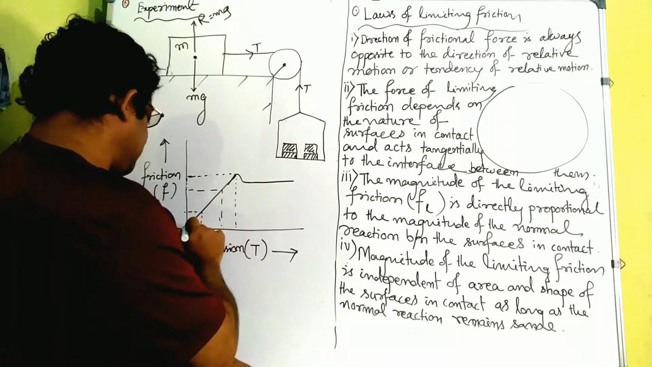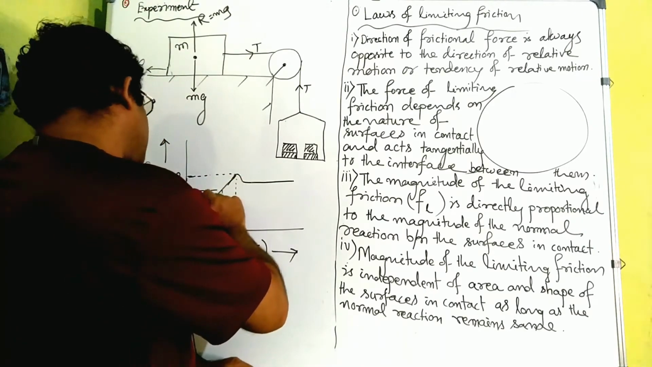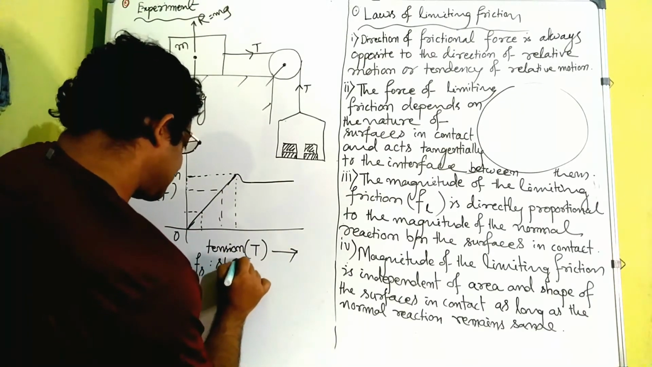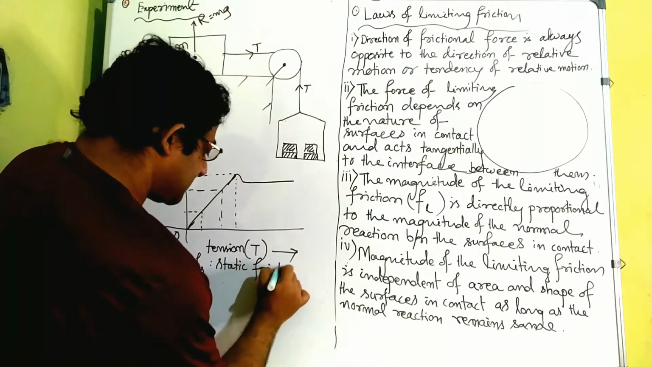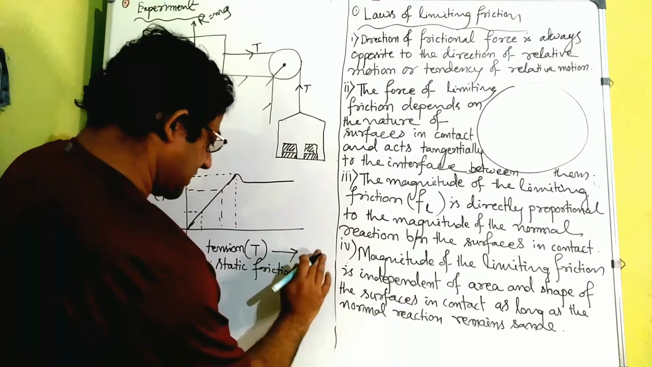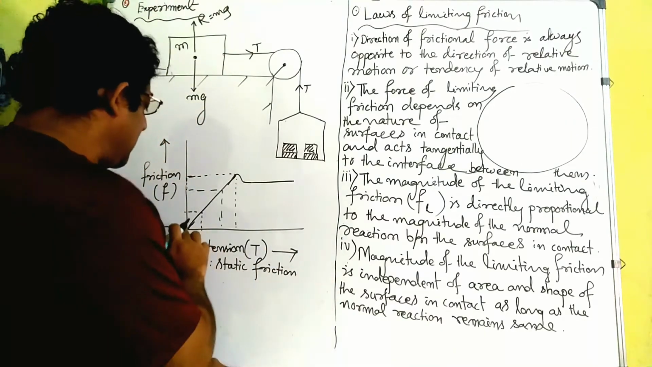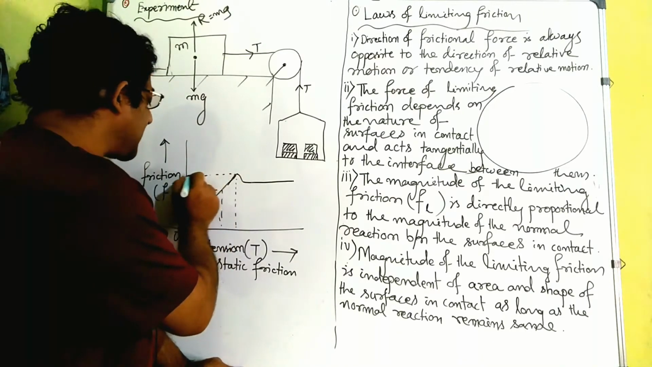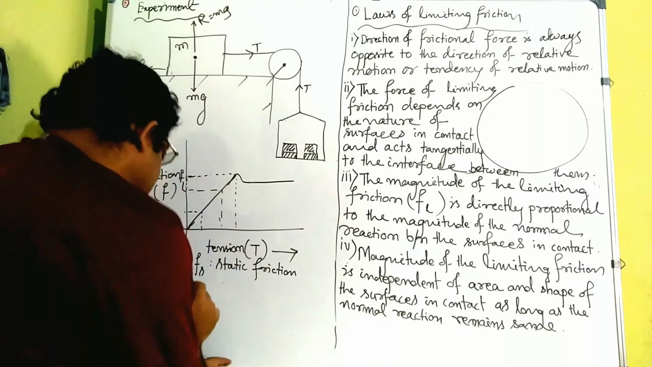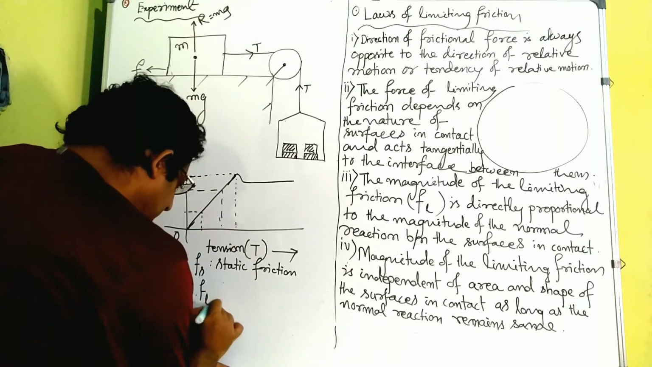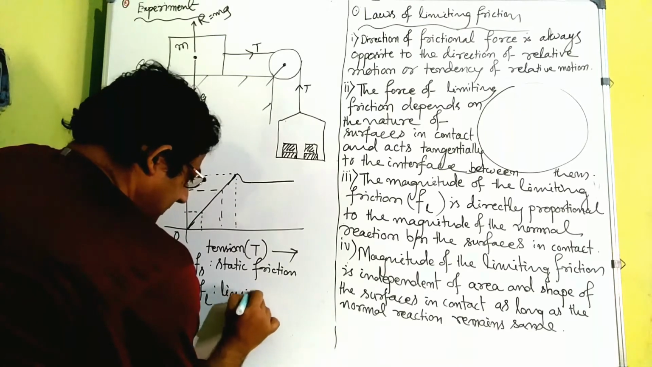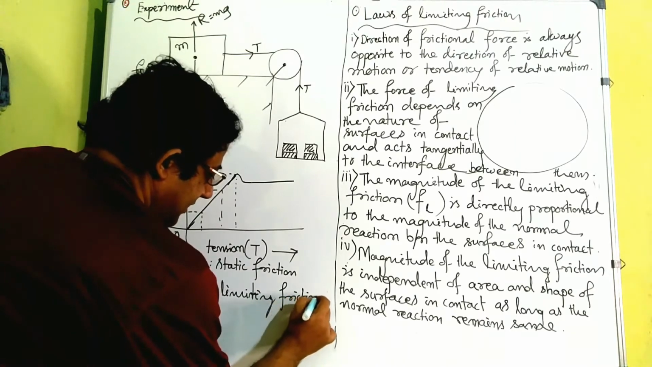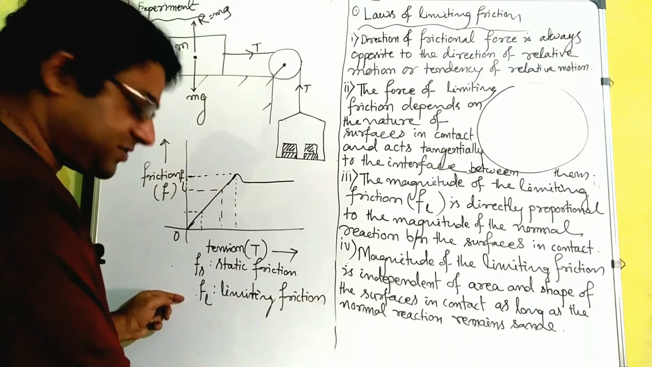See, this path from here to here in between is called static friction, Fs. Static friction means static frictional force. So in short it's written static friction. Now static friction can be zero, it can increase till it reaches its maximum value. The maximum value of static friction is called limiting friction. Limiting friction is nothing but the maximum value of static friction.